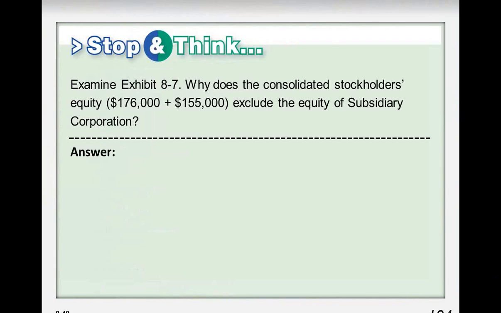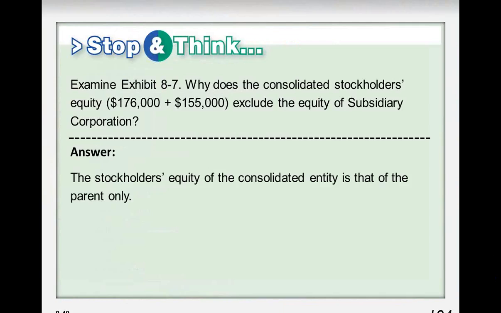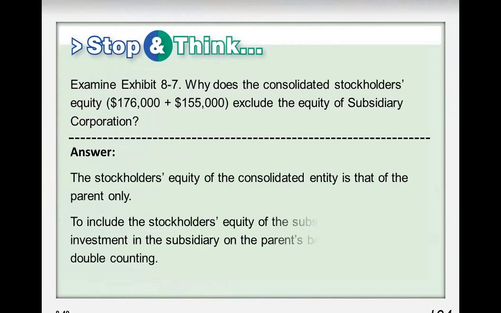Why does the consolidated stockholders' equity exclude the equity of the subsidiary corporation? It's because the stockholders' equity of the consolidated entity is that of the parent only. Okay. Sounds like a quiz question. To include the stockholders' equity of the subsidiary as well as the investment in the subsidiary on the parent's books would be double counting. We'll be adding that same money in twice.